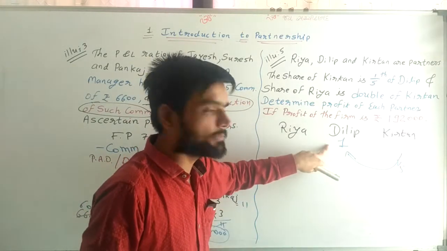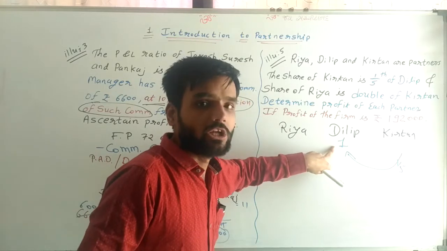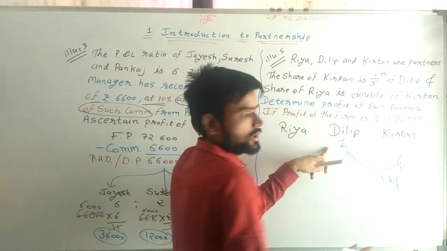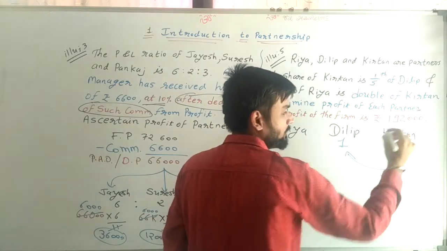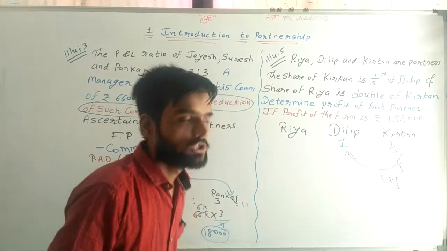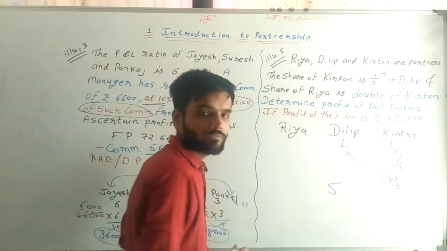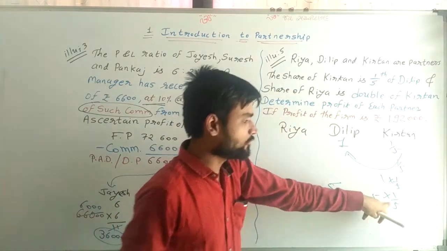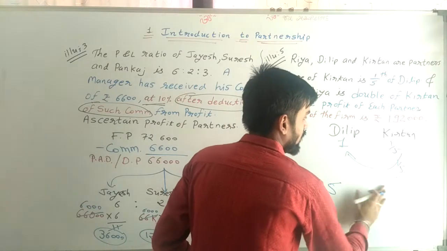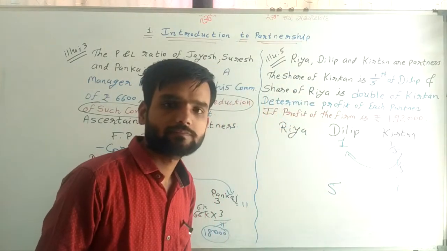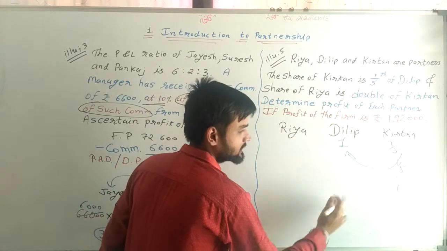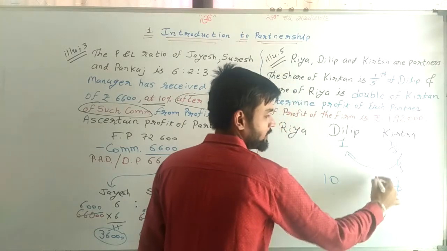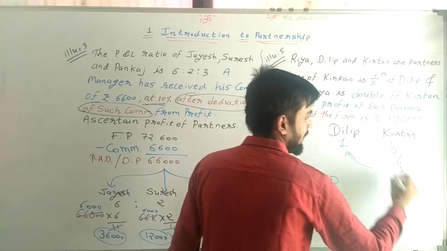What is the profit of Dilip? Suppose profit of Dilip is 1, then 1 into 1/5 is the profit of Kirtan. So here 1 into 1/5 is 1/5. Suppose the profit of Dilip is 5, then 5 into 1/5 is the profit of Kirtan. 5 into 1/5, 5 cancel out, then profit of Kirtan is 1. If profit of Dilip is 10, then 10 into 1/5, 5 into 10, 2 is the answer for Kirtan.